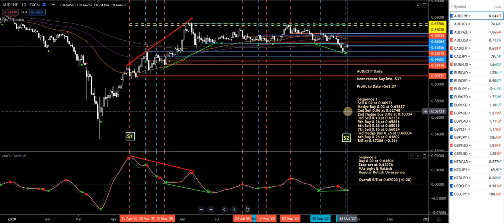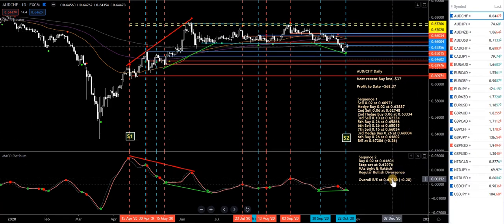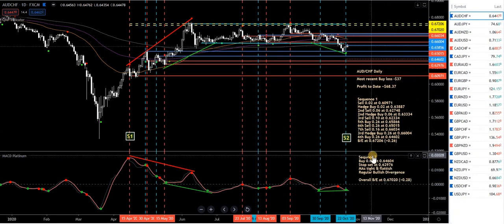Sequence 2 is the latest. It was a buy in here, and there's a stop in place, which is a red dotted line. You'll see 2 yellow lines because I've got an overall break-even for all trades, and I've got a break-even for sequence 1. That's why there's 2 yellow lines there.